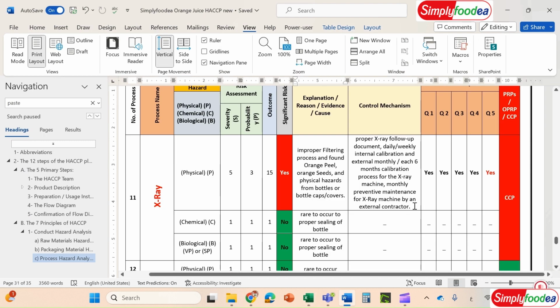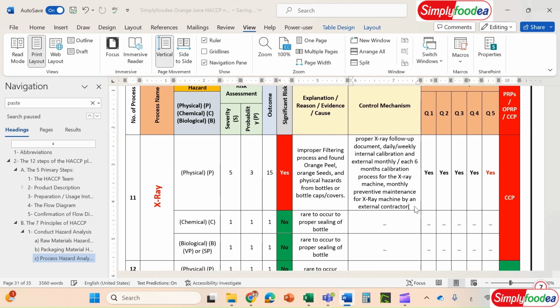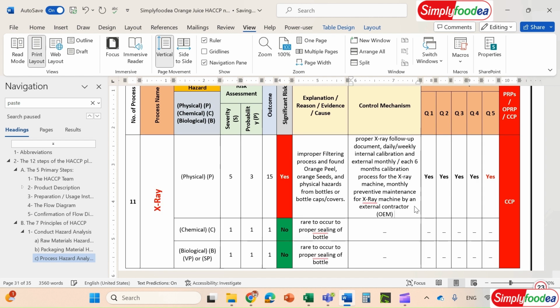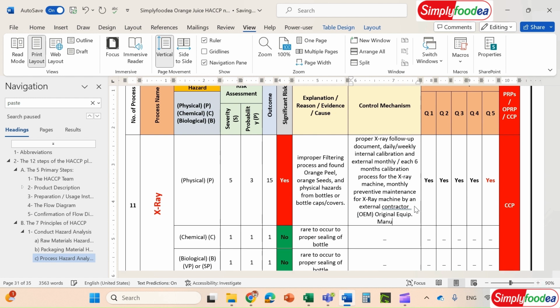And also there is an abbreviation. It's called OEM, which is the original equipment manufacturer. Okay, it's an abbreviation in the maintenance department. The OEM, the original equipment manufacturer.